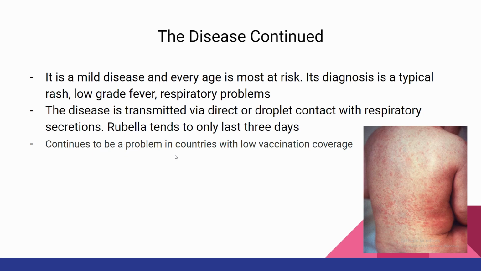This continues to be a problem in countries with low vaccinations. Like many other viruses, countries with low vaccinations do not have the money or resources to give their people these vaccinations, and that is why viruses are more commonly found here. Here in the US, there is very little rubella, if any, because we are all vaccinated at such a young age for these viruses.